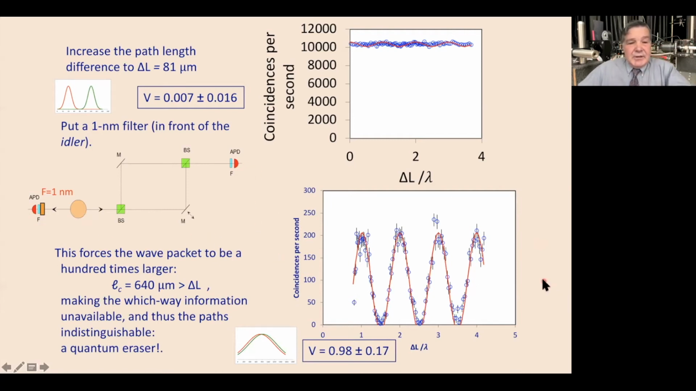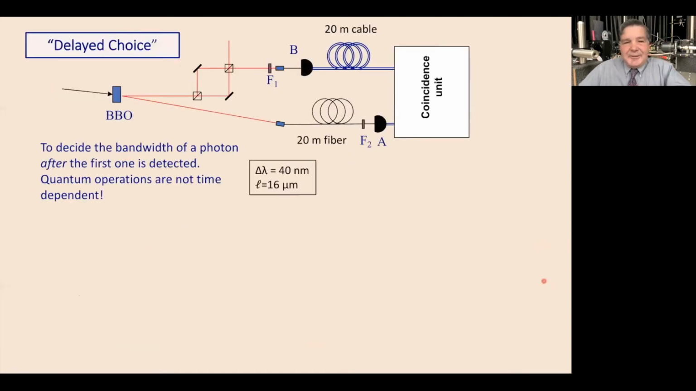Okay, so then this is another experiment that we did just to make this even more extreme, which is introducing the concept of delayed choice. The same experiment, interferometer, and we're going to play with the filters. But the only thing is that the photon that doesn't go through the interferometer goes through a long fiber, 20 meters long, and then we pass it through the filter.